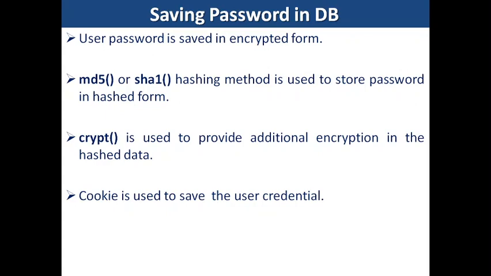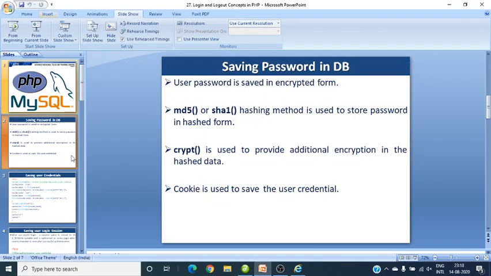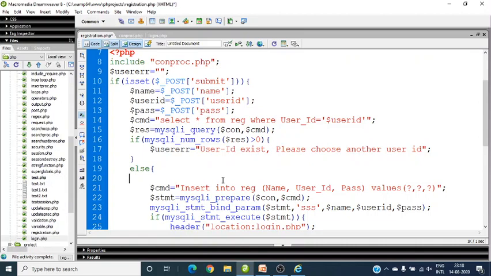So crypt accepts two parameters. One is salt, which is the hash data created either using MD5 or SHA1 function, and another is the string to be hashed. So let us take it first here. We'll create a hash of this user ID and password. Either we can create anything. So $pass is equal to SHA1, which will create the hash of this $pass.